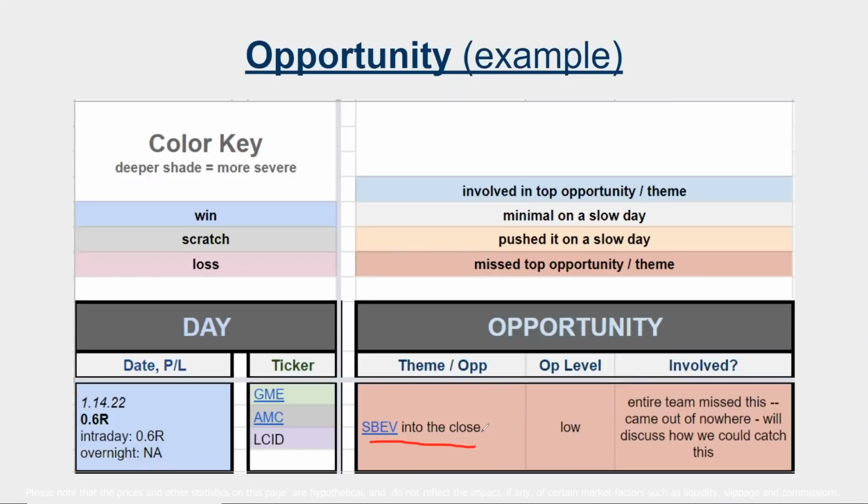Okay, and this was a profitable day, a day where a couple tickers acted really well. I traded them well, and I could have easily just gone home thinking that everything was perfect, right? But this review sheet forced me to ask myself, what was the best play for me today? And it was this SBEV. Our entire team missed this. This kind of came out of nowhere, like it was a volume surge and a VWAP reclaim into the close.